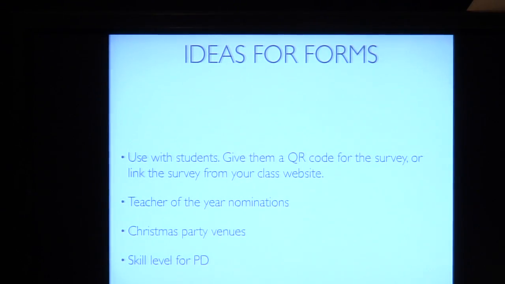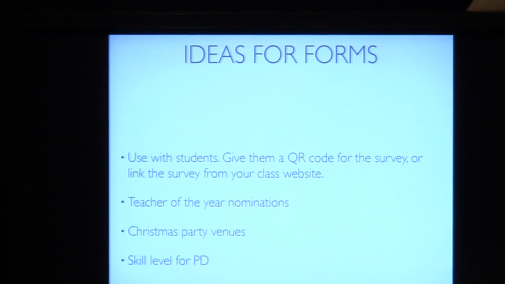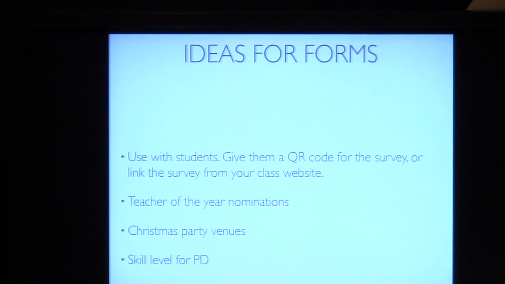Okay, so some ideas for forms. What are you going to do with it? Okay, great. You've got a form. Why do you need this? Use it with the students. Give them a QR code. They could scan the code, and that could upload the survey, or you could, like I said earlier, link the survey to your class website. We use these in my school for Teacher of the Year nominations. So I make the form. It's very simple and easy. I list out all the people that are nominated that year, basically all the people that are eligible for Teacher of the Year, and then we send it out to everybody, and then this is how we do our Teacher of the Year nominations. We also use it with our staff to easily decide where we want to go for things like the Christmas party, our annual staff Christmas party.